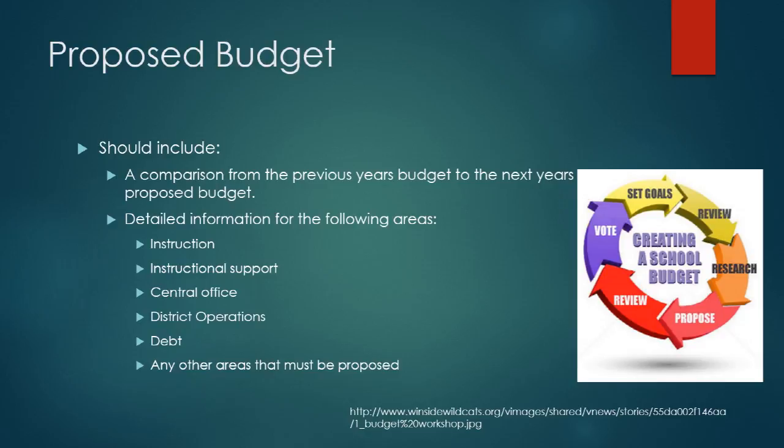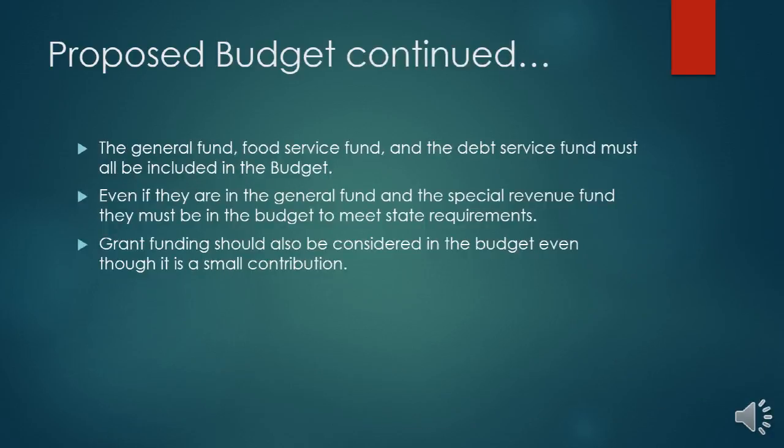Detailed information for the following areas needs to be described in the proposed budget. So how much are you going to be allocating for instruction, instructional support, central office, district operations, debt, and any other areas that must be proposed. The general fund, food service fund, and the debt service fund must all be included in the budget. Even if they are in the general fund or a special revenue fund, they must be in the budget to meet the state requirements. Grant funding should also be considered in the budget, even though it is a small contribution to the funding.